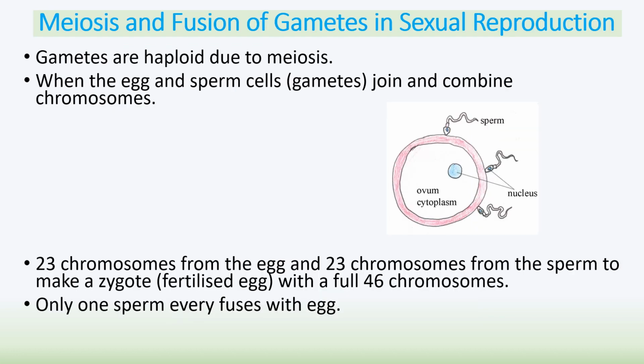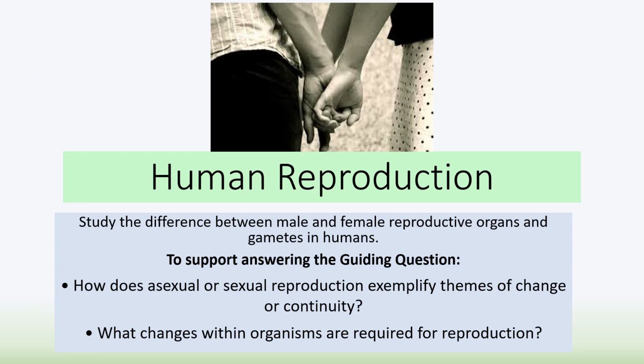When we do have sexual reproduction, obviously it involves the fusion of gametes. So gametes are haploid due to meiosis, which means they have in humans 23 chromosomes in the egg, 23 in the sperm, and they join via fertilization, and that gives them a full diploid set of 46 chromosomes, and only one sperm fuses with the egg, as we will look at in this video. Let's focus on human reproduction moving forward.